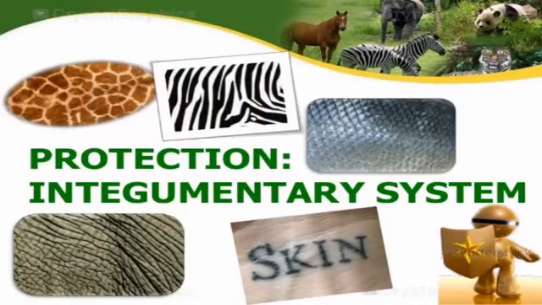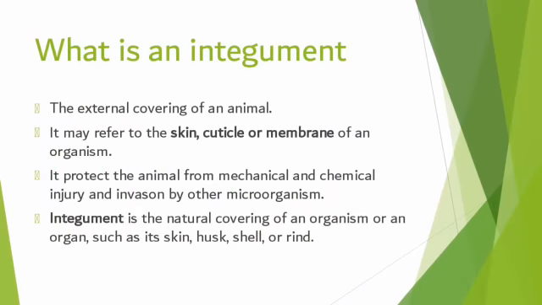Protection, integumentary system. Let me tell you what an integument is. Integument is an external covering of an animal. It refers to the skin, cuticle and membrane of an organism. It protects the animal from mechanical and chemical injury. Basically, integument is a natural covering of an organism or an organ such as its skin, husk, shell or rind.